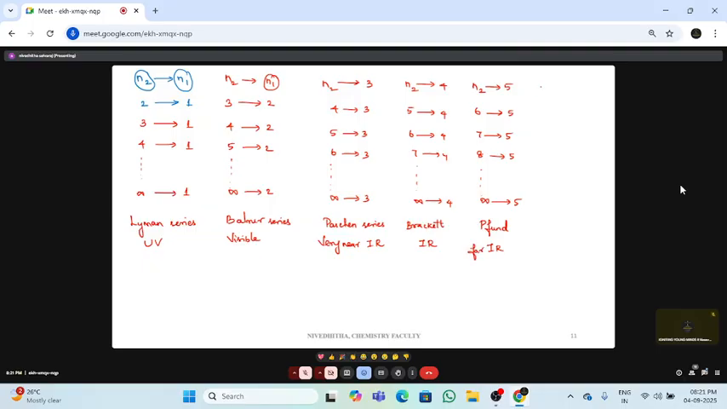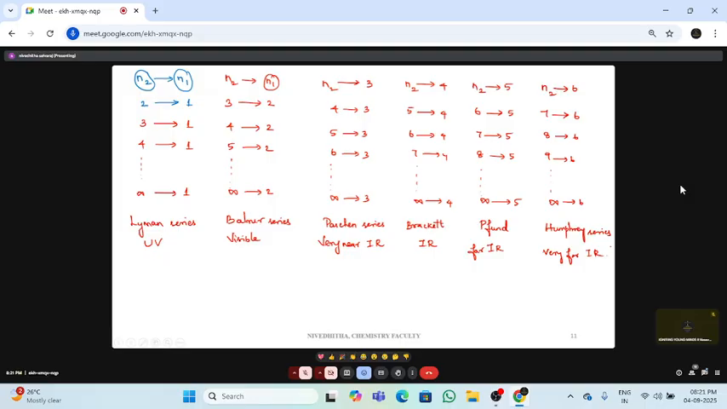And the last series is where the electron moves from an excited state to the sixth shell. So what will be the minimum transition? Seventh to sixth, eighth to sixth, ninth to sixth, or infinity to sixth shell. And this kind of series is called the Humphreys series. And here the electron will be releasing very far IR.